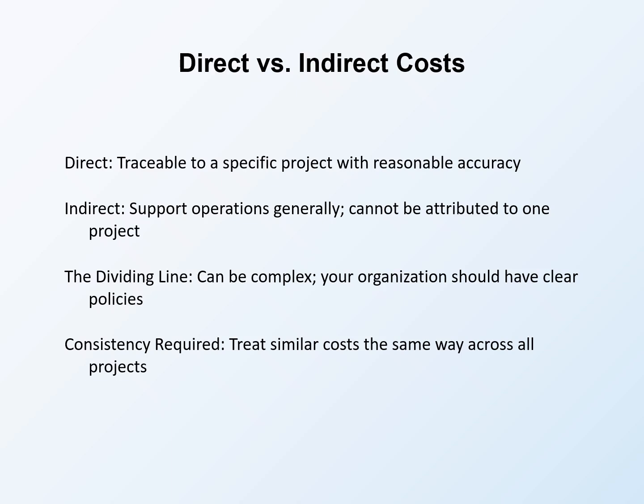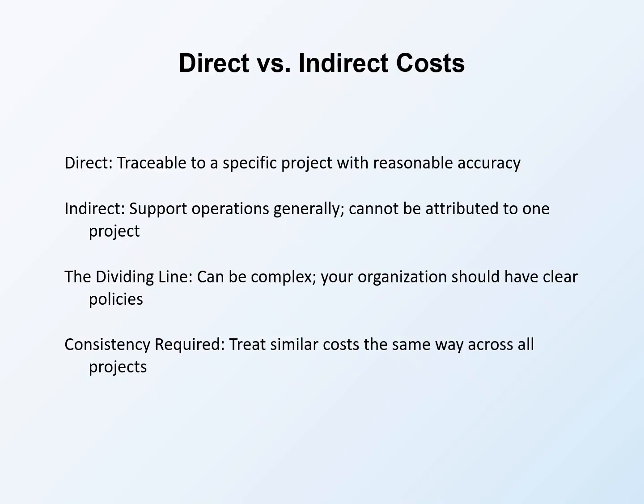The electricity that powers your building serves all activities housed there. Human resources services support all employees regardless of funding source. These costs are real and necessary but cannot be traced to specific projects with accuracy. The dividing line between direct and indirect can be complex. Some costs might reasonably be classified either way depending on circumstances.